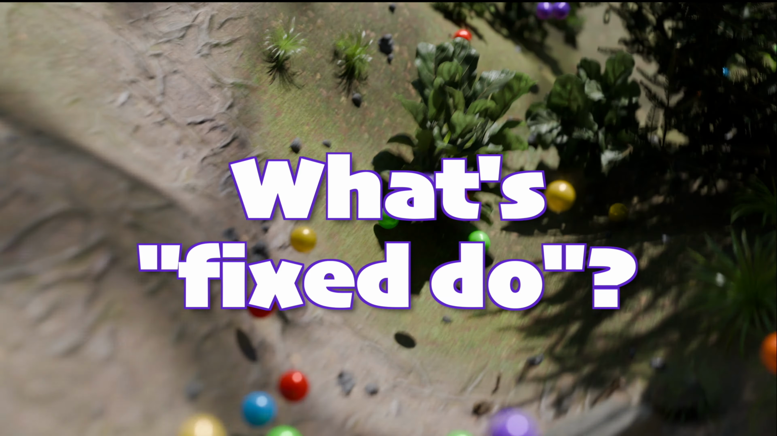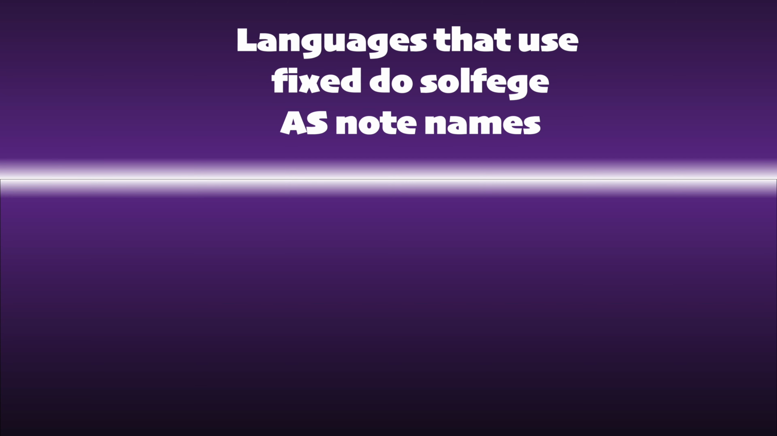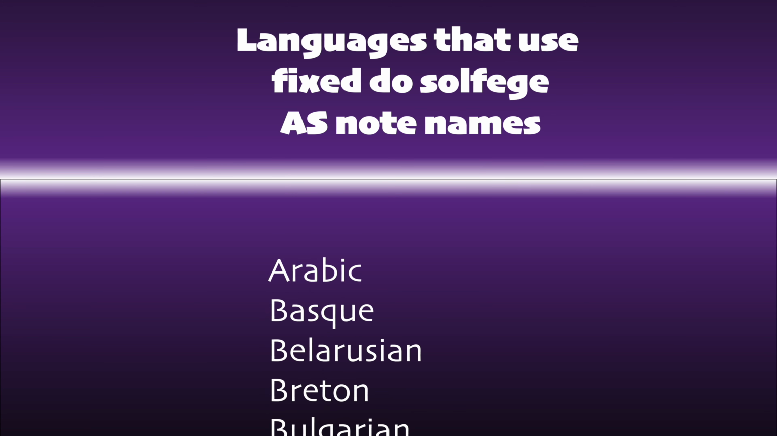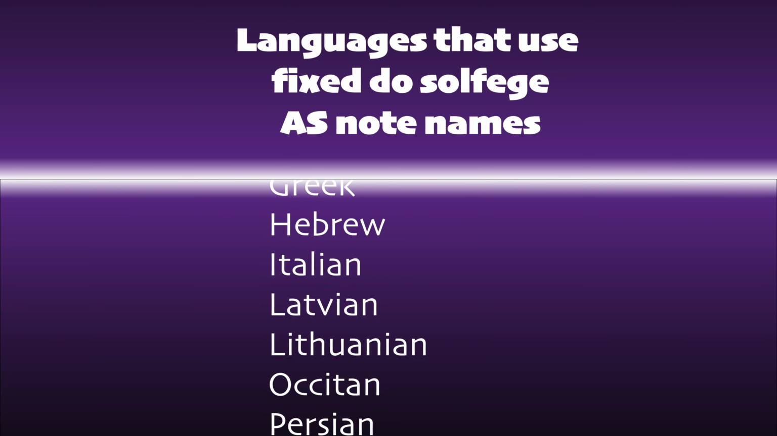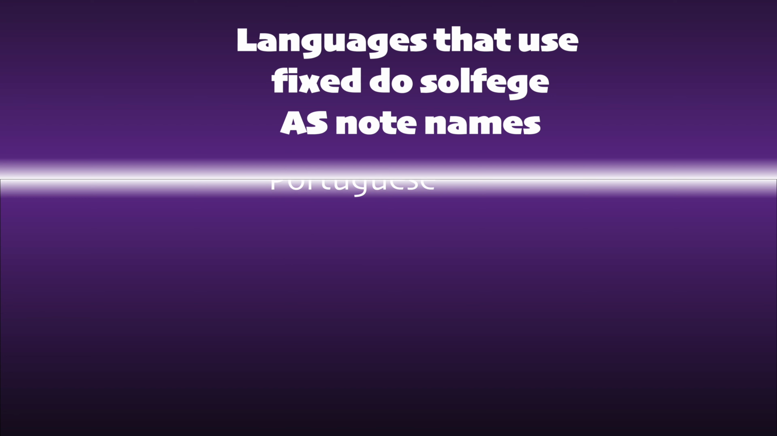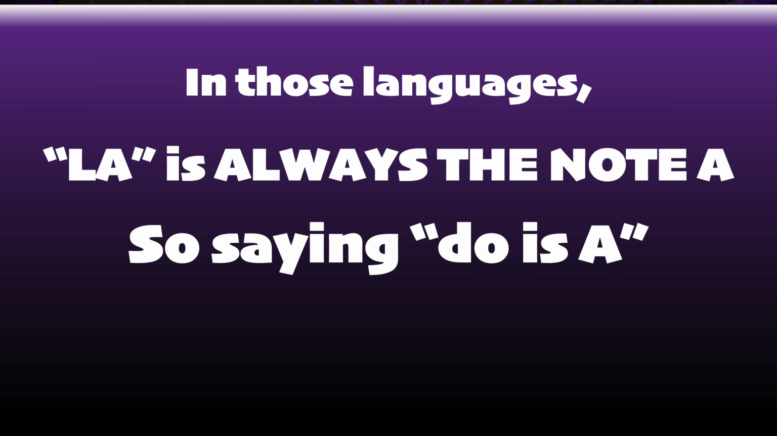So what's fixed do? If you live in Europe or Latin America, movable do probably is quite perplexing. Maybe even crazy-making. You may be someone who uses solfège syllables to refer to note names because it's embedded in your native language. To you, hearing someone say do is A is as confusing as someone saying C is A. It just doesn't make sense. If that's you, you are used to using fixed do solfège.